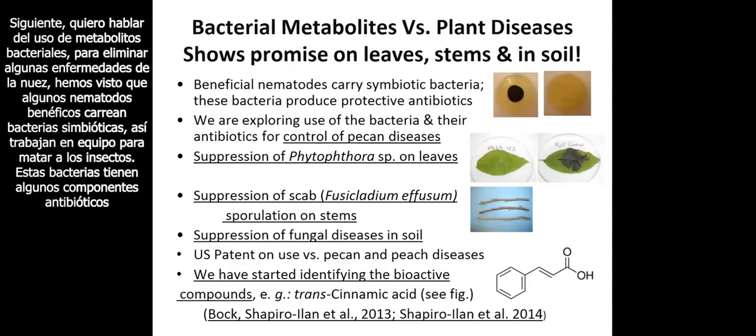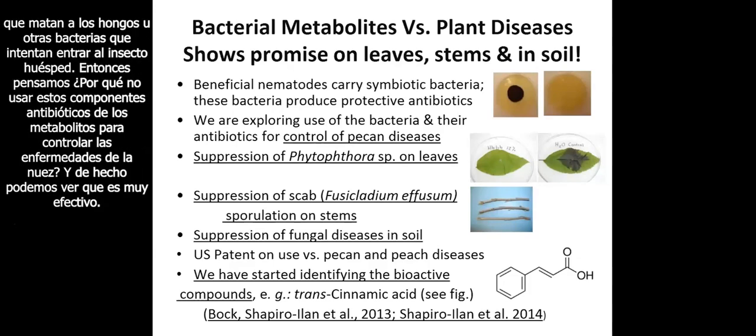Using bacterial metabolites or byproducts to suppress plant diseases in pecan. Beneficial nematodes carry certain symbiotic bacteria. They have a partner. That's how the nematodes kill the insect. They have their partner bacteria and the nematodes work together to kill the insect.